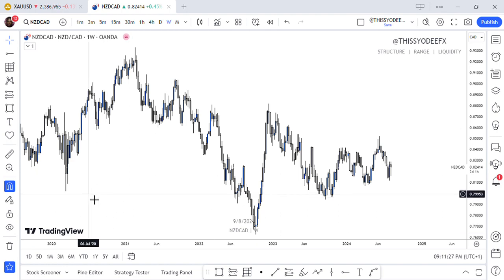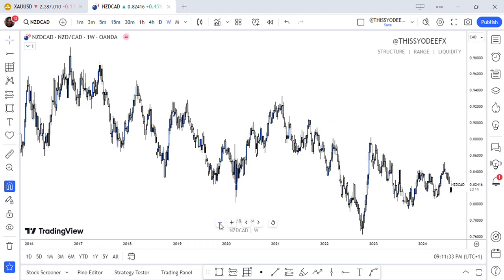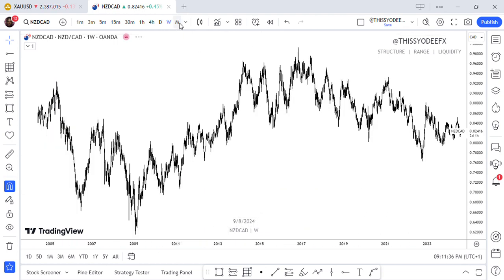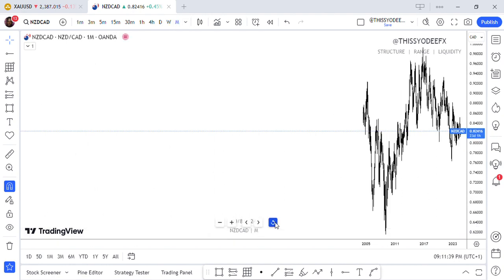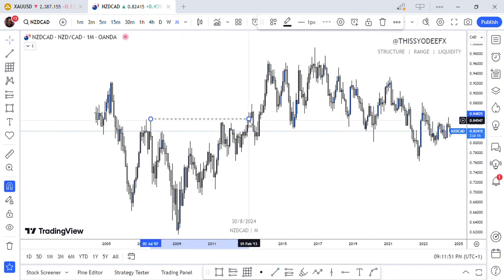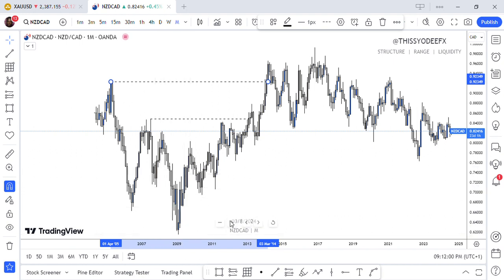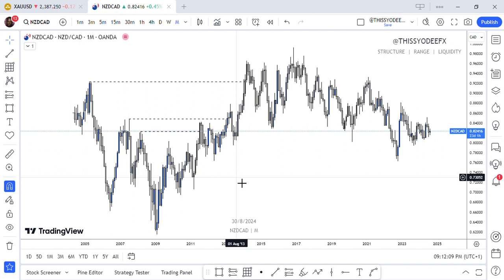Yeah, this NZDCAD on the weekly time frame, you can see that NZD is ultimately okay. On the monthly time frame, let's see. On the monthly time frame, NZD took out internal range here. NZD took out another internal range over here. So when NZD took out, okay, the internal range started from here, showing us that NZD is bullish on the monthly time frame.